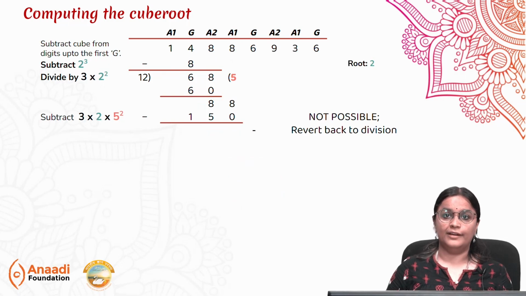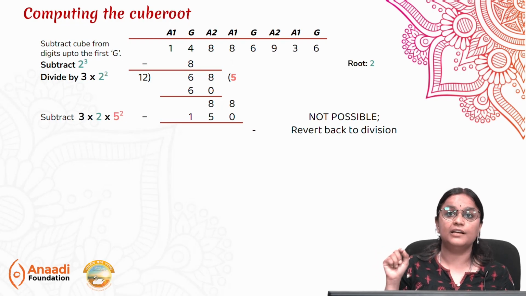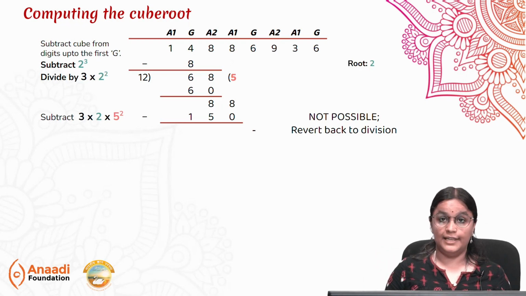Now, moving on, let us take another example to see where the cube root might get a bit tricky for us. Let us say we want to find the cube root for 14886936. We start as usual by marking all our sthanas and start computing with the first Ghanasthana taken into account. Here that is 14.